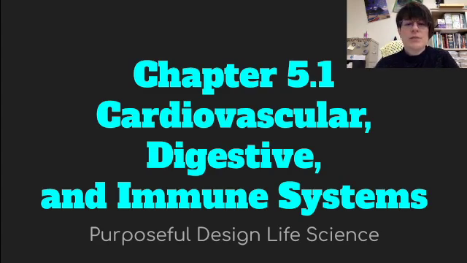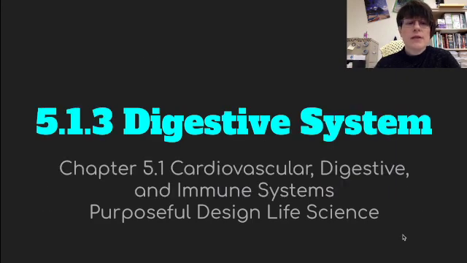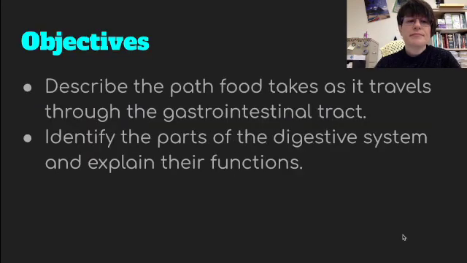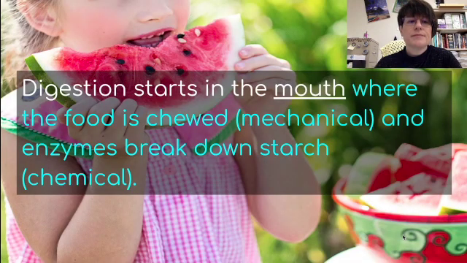We have been studying chapter 5.1 on the cardiovascular, digestive, and immune systems from Purposeful Designs Life Science. Today we're going to discuss section 5.1.3 on the digestive system, and we've already covered the cardiovascular system. So our objectives today will be to describe the path food takes as it travels through the gastrointestinal tract and identify the parts of the digestive system and explain their functions.